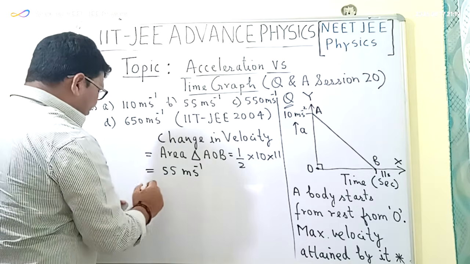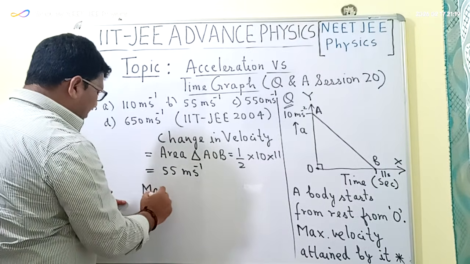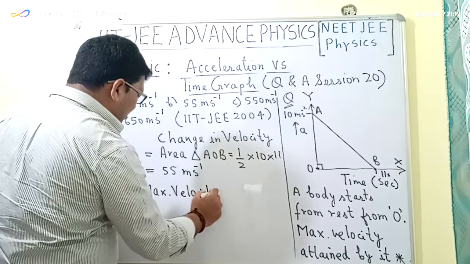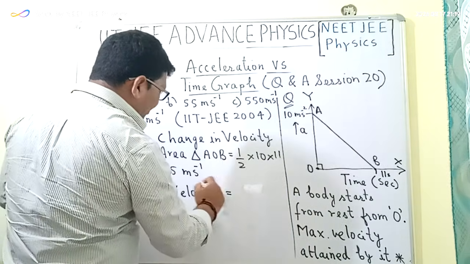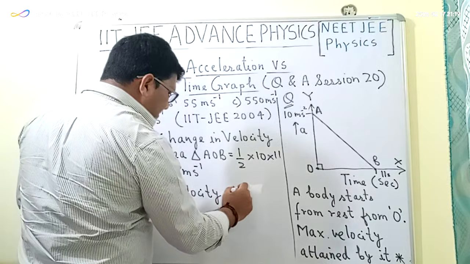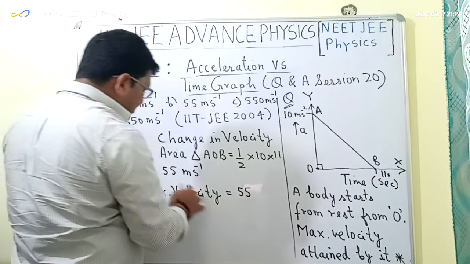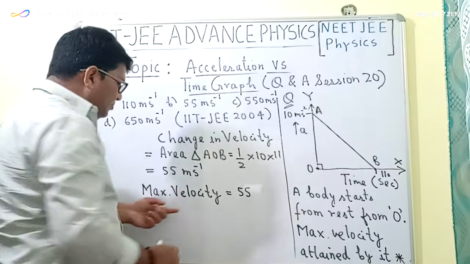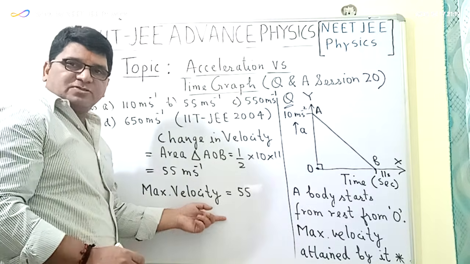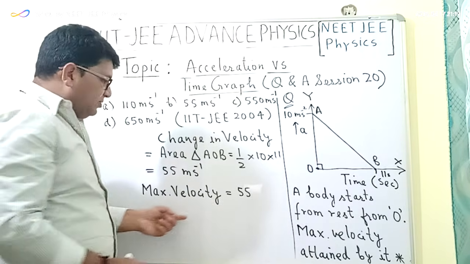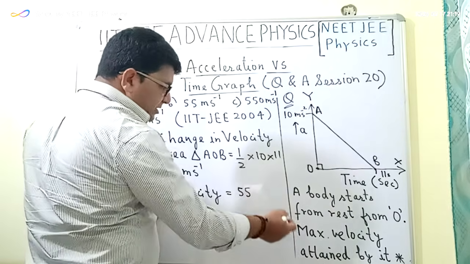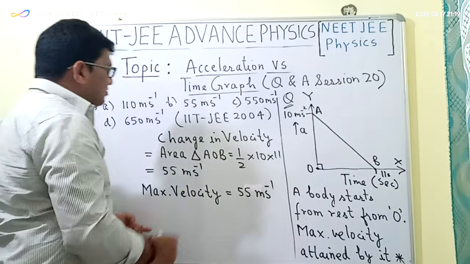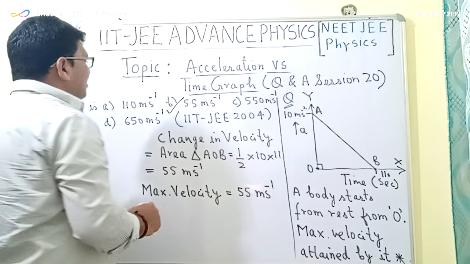Now we have to find the maximum velocity since the body is starting from the rest. So the maximum velocity will be equal to 55, this is the change in the velocity. Now the change in the velocity is equal to the final velocity minus initial velocity. Now initial velocity is equal to 0. The final velocity, or you can say the maximum velocity in this case, will be equal to 55 meter per second. So the correct option here is B.